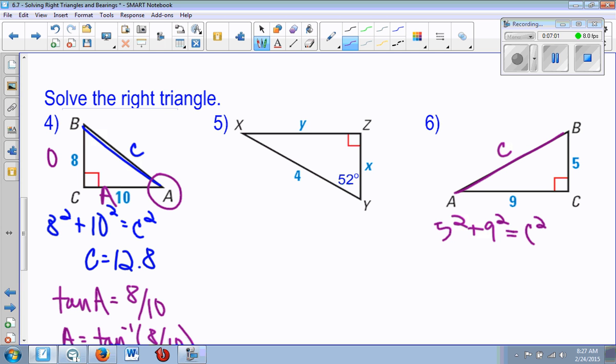A total of 106. So I'm going to take the square root of that and get approximately 10.3. So there's one.